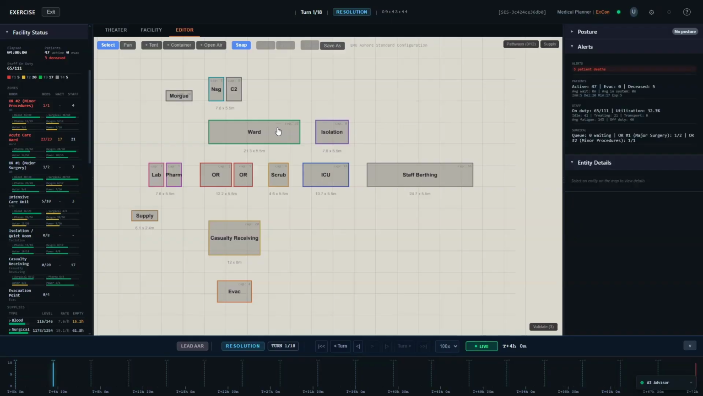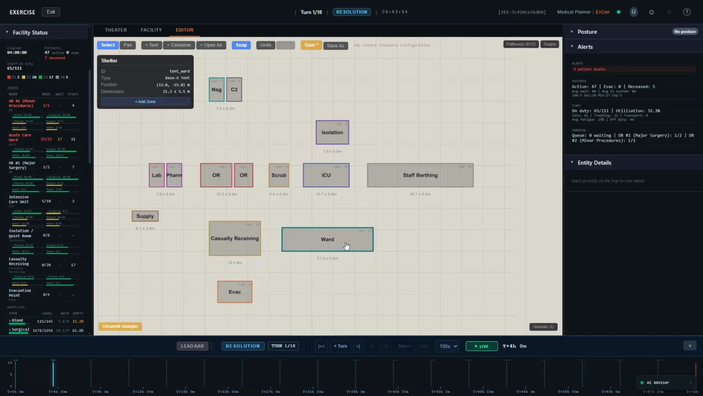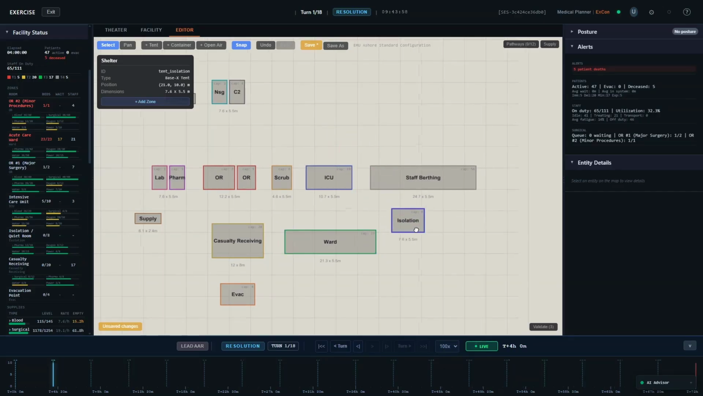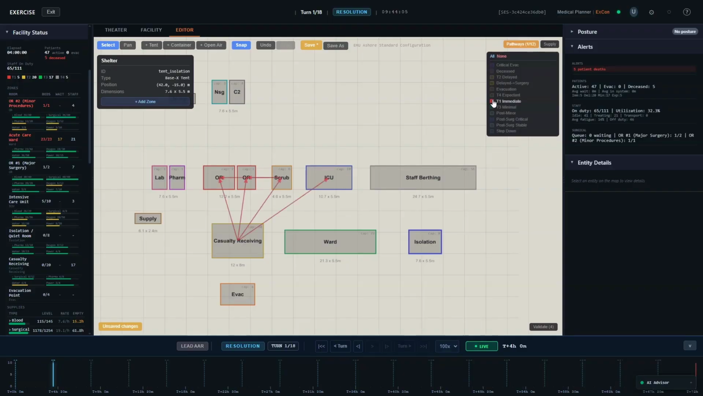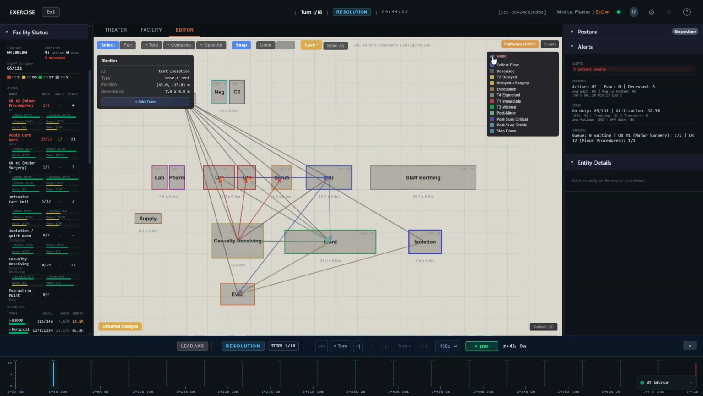The editor shows the physical layout at real scale: 9 base X tents, each with functional zones for operating rooms, ICU, ward, triage, pharmacy, and lab. Shelters can be dragged to rearrange the footprint, with the grid showing distances in meters. Flow paths define how patients route through the facility: red for immediate surgical cases, yellow for delayed, green for minimal.